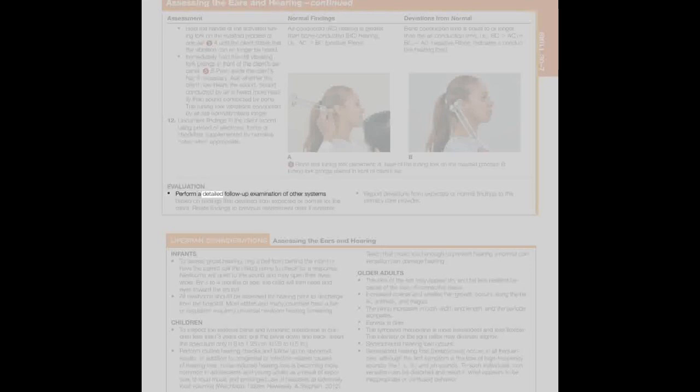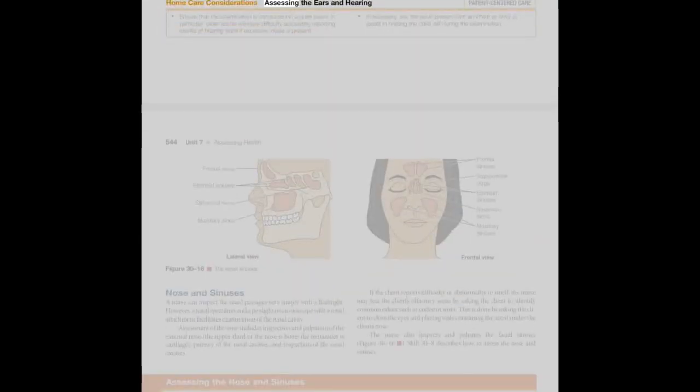Evaluation. Perform a detailed follow-up examination of other systems, based on findings that deviated from expected or normal for the client. Relate findings to previous assessment data if available. Report deviations from expected or normal findings to the primary care provider. Home care considerations. Assessing the ears and hearing.